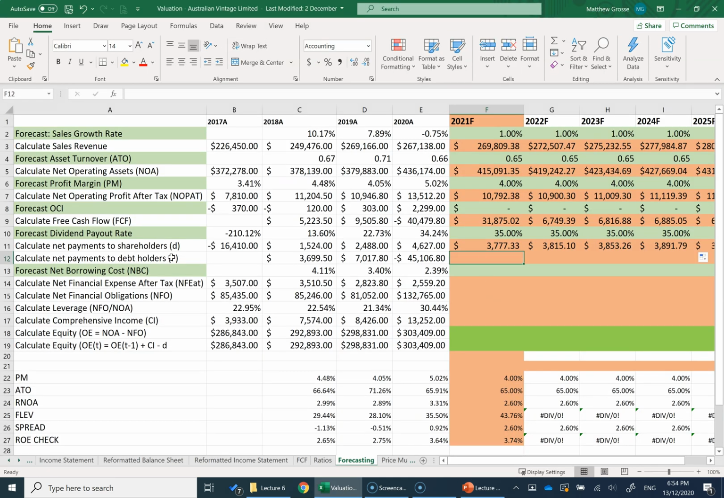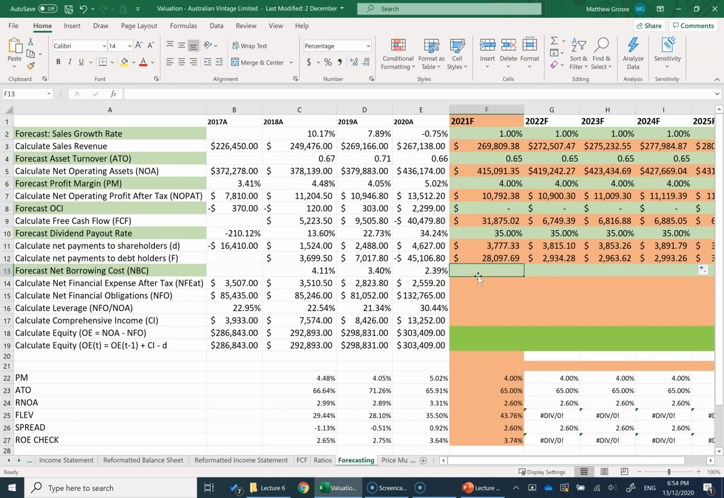So net payments to debt holders equals our free cash flow of $31,000 minus the expected dividend. Okay, if we have $31,000 in free cash flow and that can only be used for 2 things, part of it has gone to paying the dividends and the remainder goes to paying the debt holders.